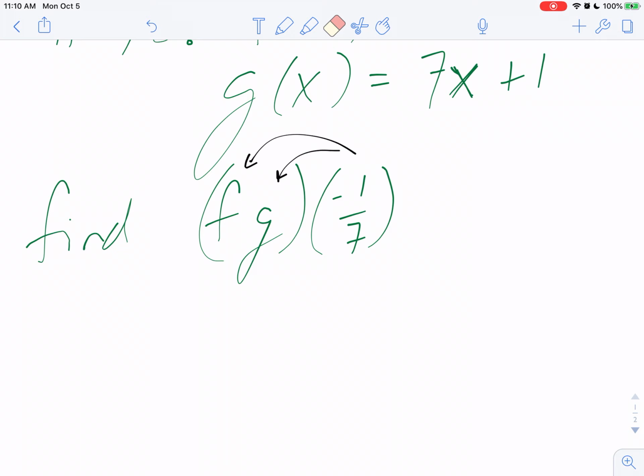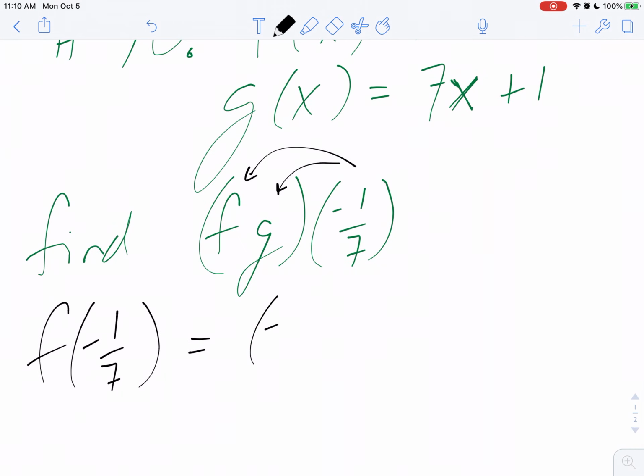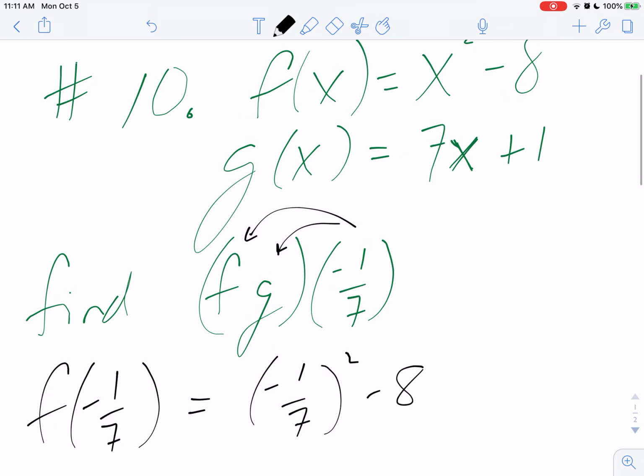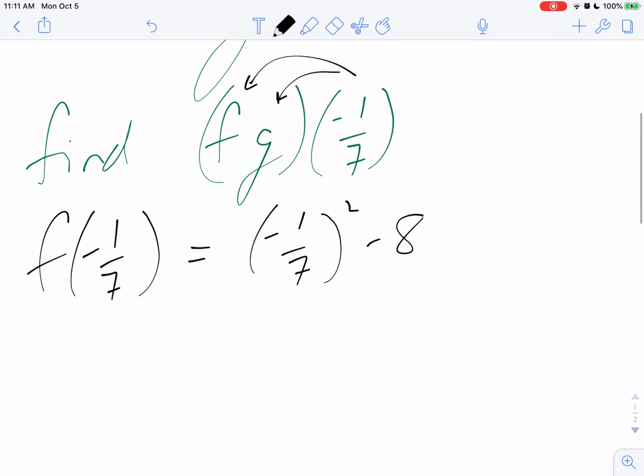So f of negative 1/7 is going to be a weird number, negative 1/7 squared minus 8. Well, I'm not a big fan of something like this. I would never put this on a test, hopefully, but my math lab is weird, so you never know with my math lab. You might get something like this. It's 1/49 minus 8. You can use a calculator if you need to. I'm going to need one to do this.